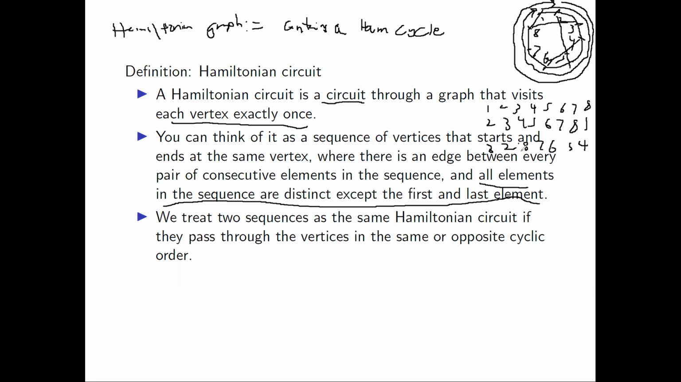I'm missing one. 3, 2, 1. Yeah, that fixed it. 3, 2, 1, 8, 7, 6, 5, 4. Okay, so that would be another one which represents the same Hamiltonian cycle, but we'd be writing it as a different sequence. So all of those are the same Hamiltonian cycle.